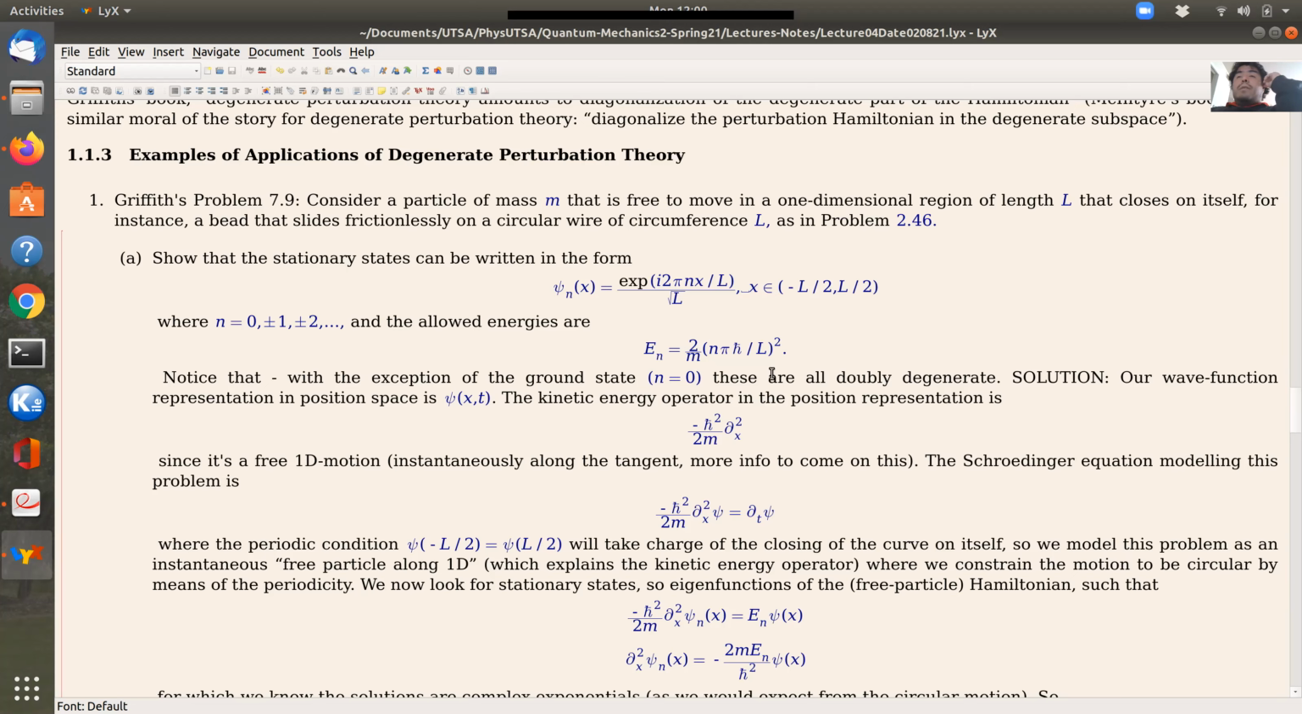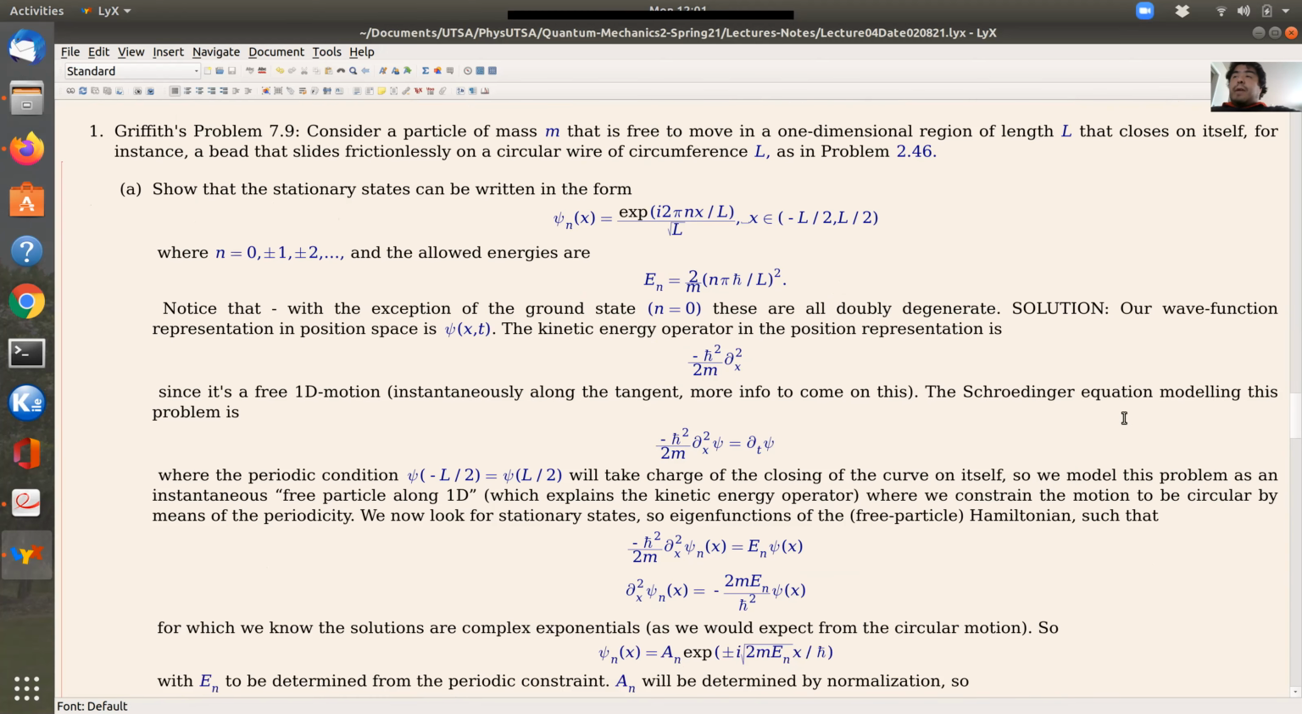And the allowed energies are E_n equal to 2 over m times pi h bar over L, this term squared. And so, okay, this is what we have to prove. You can kind of guess it from the periodicity of the problem. And what we will find in a second is that the only state that is not degenerate is the ground state. All the others have a degeneracy of dimension 2. So, okay, let's go to the solution, right?